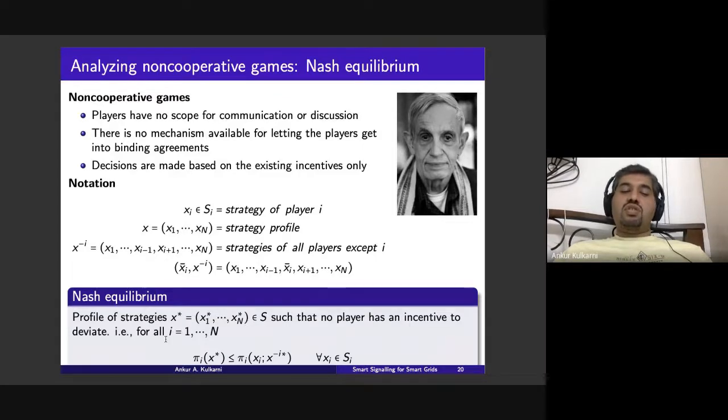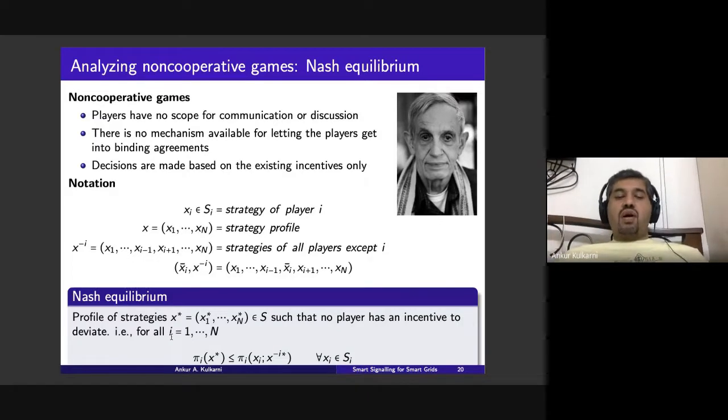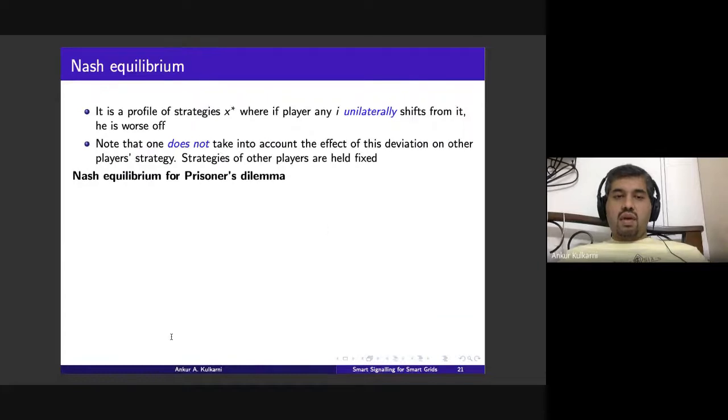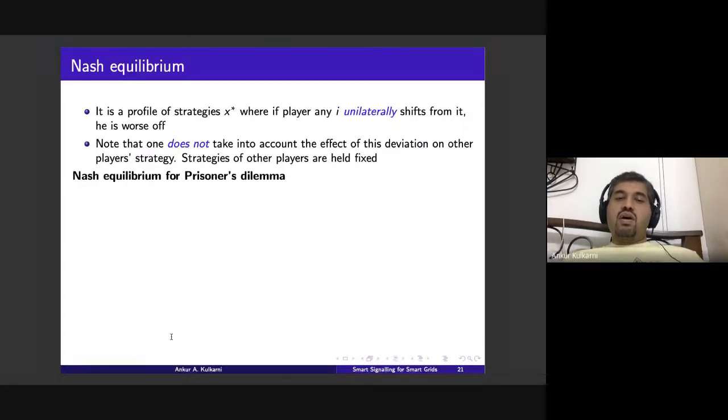And this is true not just for one player i, it is true for every player. So x1 star to xn star is a profile of strategies from which no player would want to unilaterally change. Everyone is happy sticking to their own choices, assuming the others are not changing their choices. So it's a profile of strategies x star where if any player i unilaterally shifts from it, he is worse off.